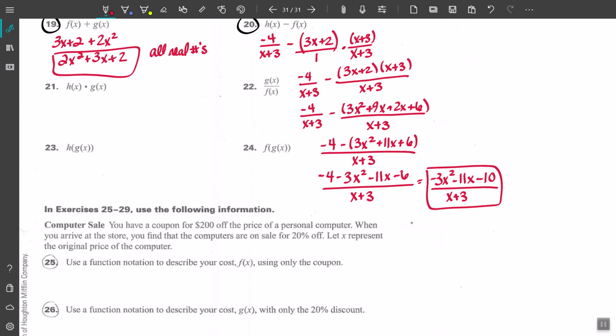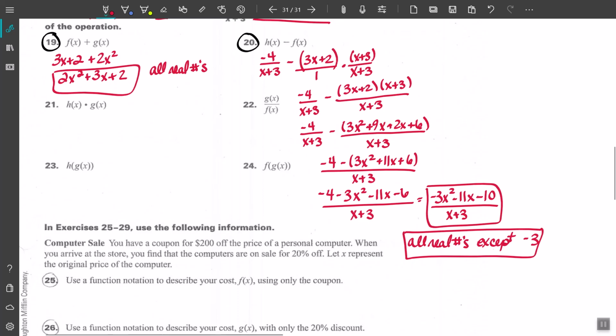So the answer here for what the domain is: all real numbers except negative 3. What we're really looking for with this domain, like I said in number 19, because we're not dealing with a denominator, if you don't have a denominator, the domain is always going to be all reals, because there's really not any other constraint that can be on that. The problem with this one is if you've got a denominator, you've got to look at that denominator and say, is there any number that if I stuck it in at x, it would give me a 0 in the denominator.